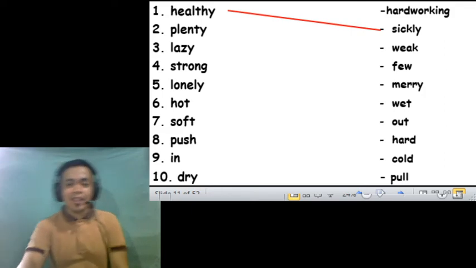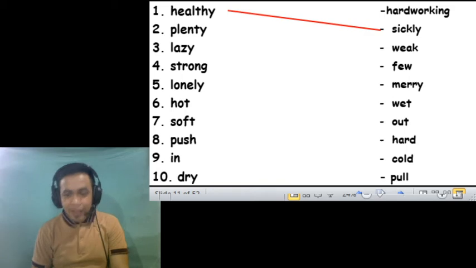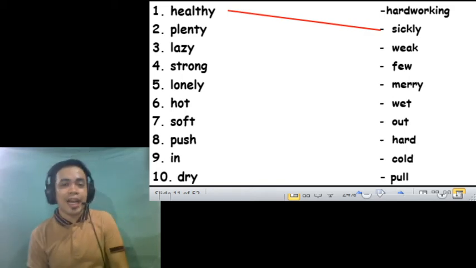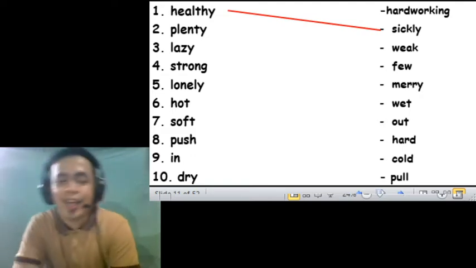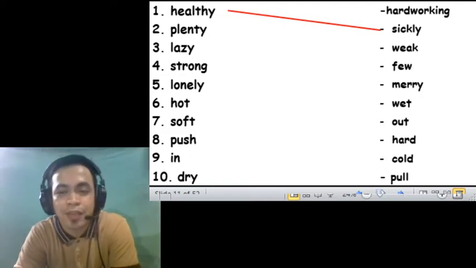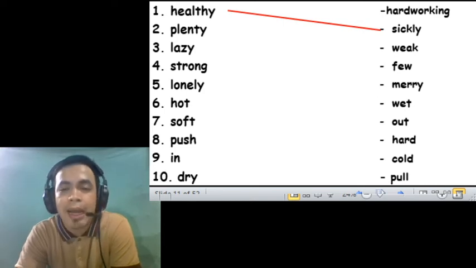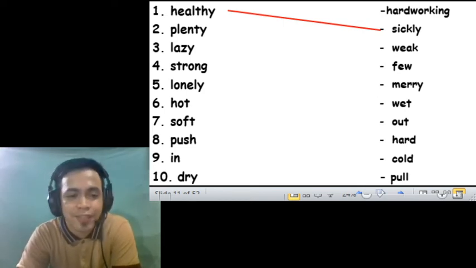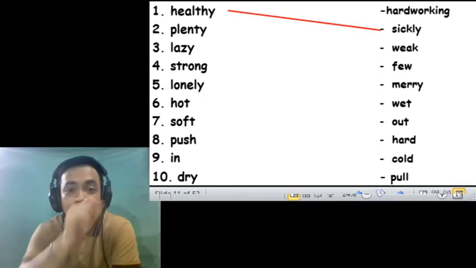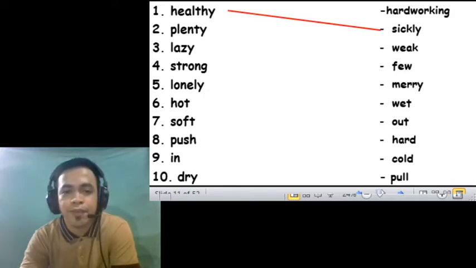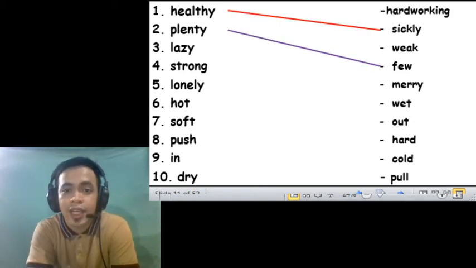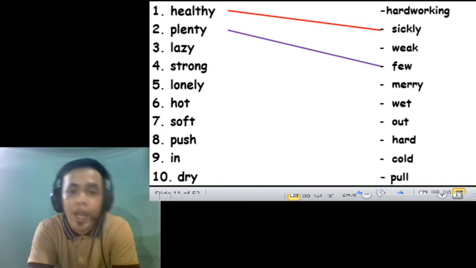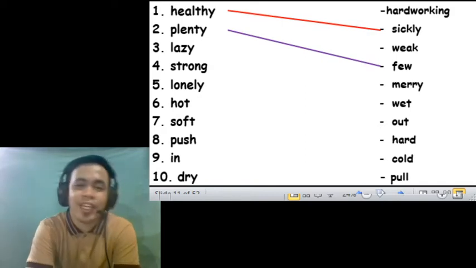Okay? Sakitin. Okay, that's the opposite of healthy because a healthy person doesn't have any sickness. Okay, while sickly, ito yung mga lagi nagkakasakit. Okay? Next is plenty. Oh, we discussed this one yesterday. Plenty. What do you mean by plenty? Marami. So the opposite is, what do you think? Okay, follow me on your book, okay? So you answer also on your book. The answer is few. So plenty, the opposite is few. Marami, konti.